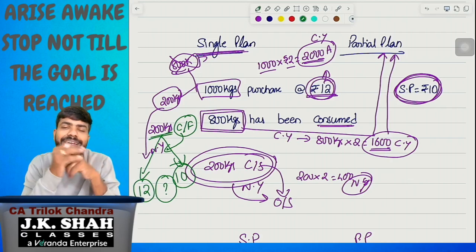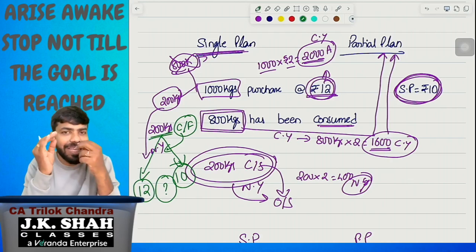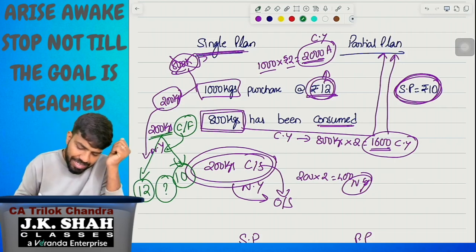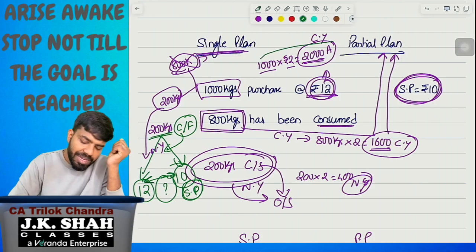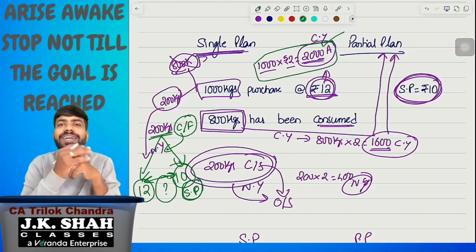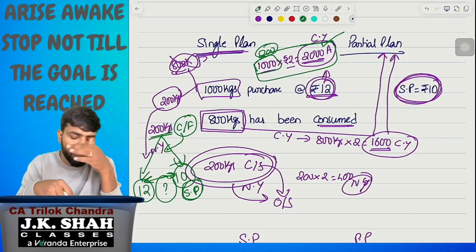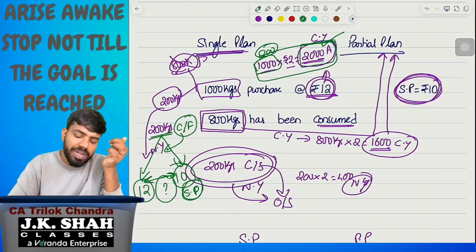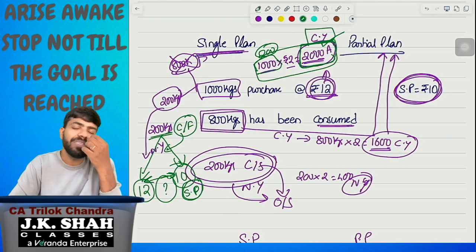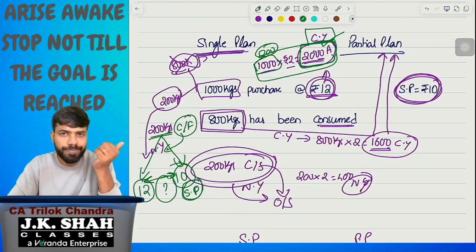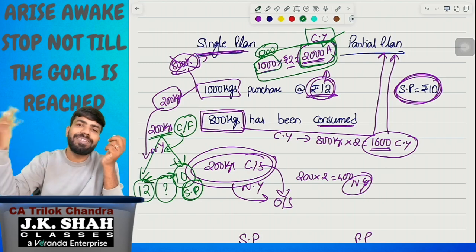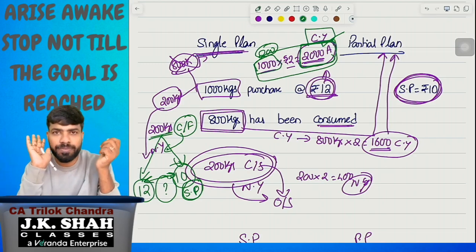At what rate do we need to account? Please understand, we need to account at the standard price of 10 rupees, because this difference of 2 rupees is already accounted in the current year. The 1000 units include 200 units, which is the closing stock. 200 into 2, 400 rupees, is already accounted in the current year. So for the next year, we will carry forward only at standard cost.